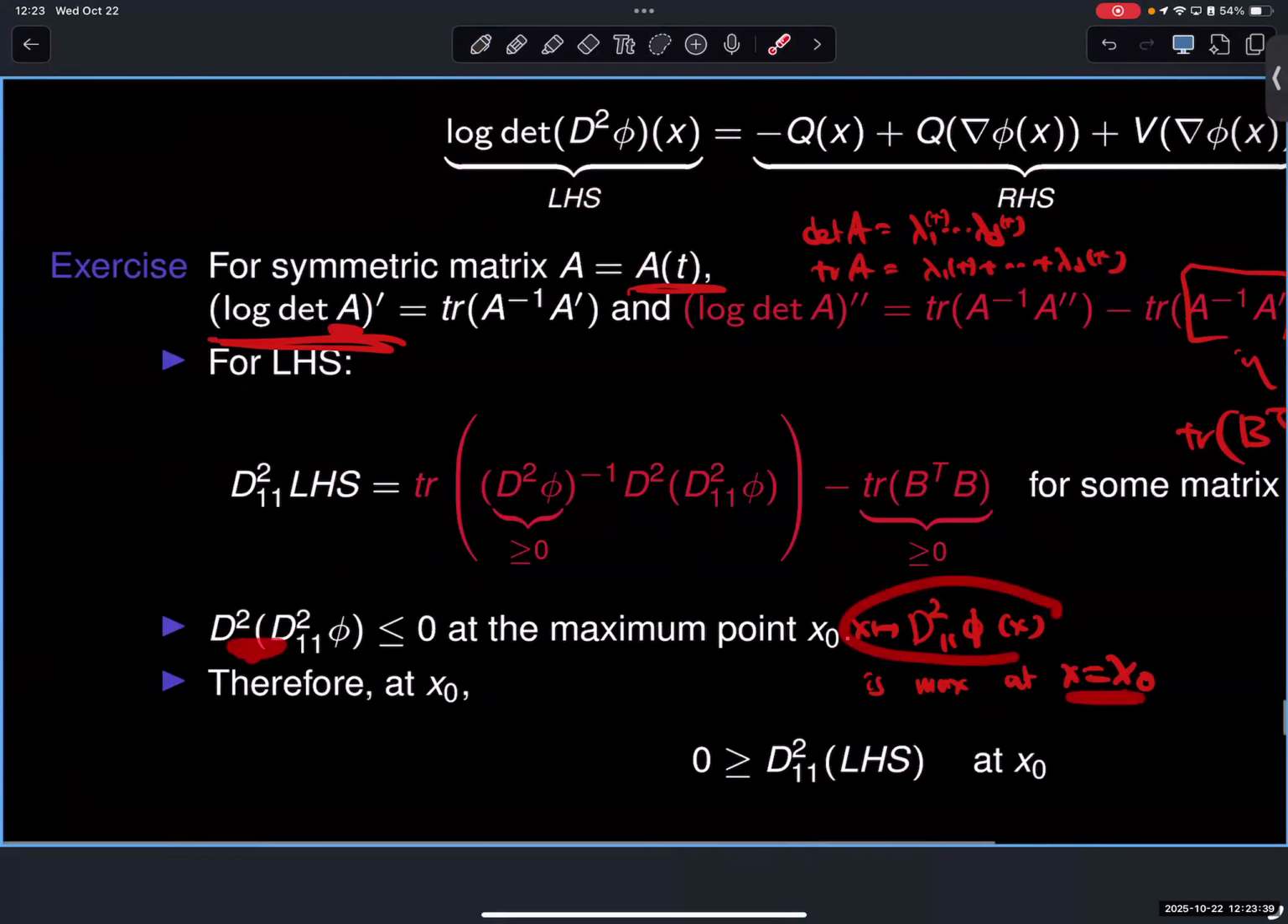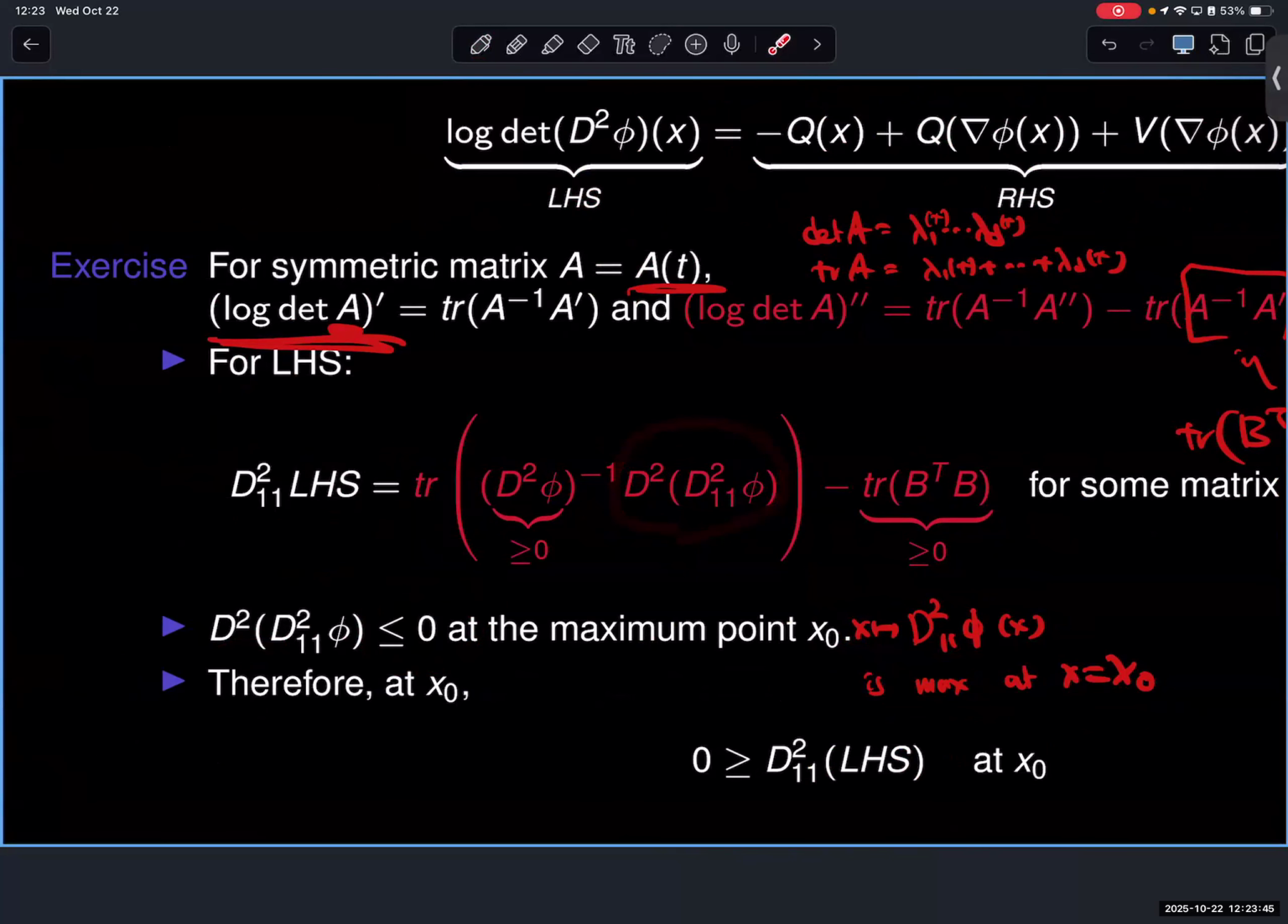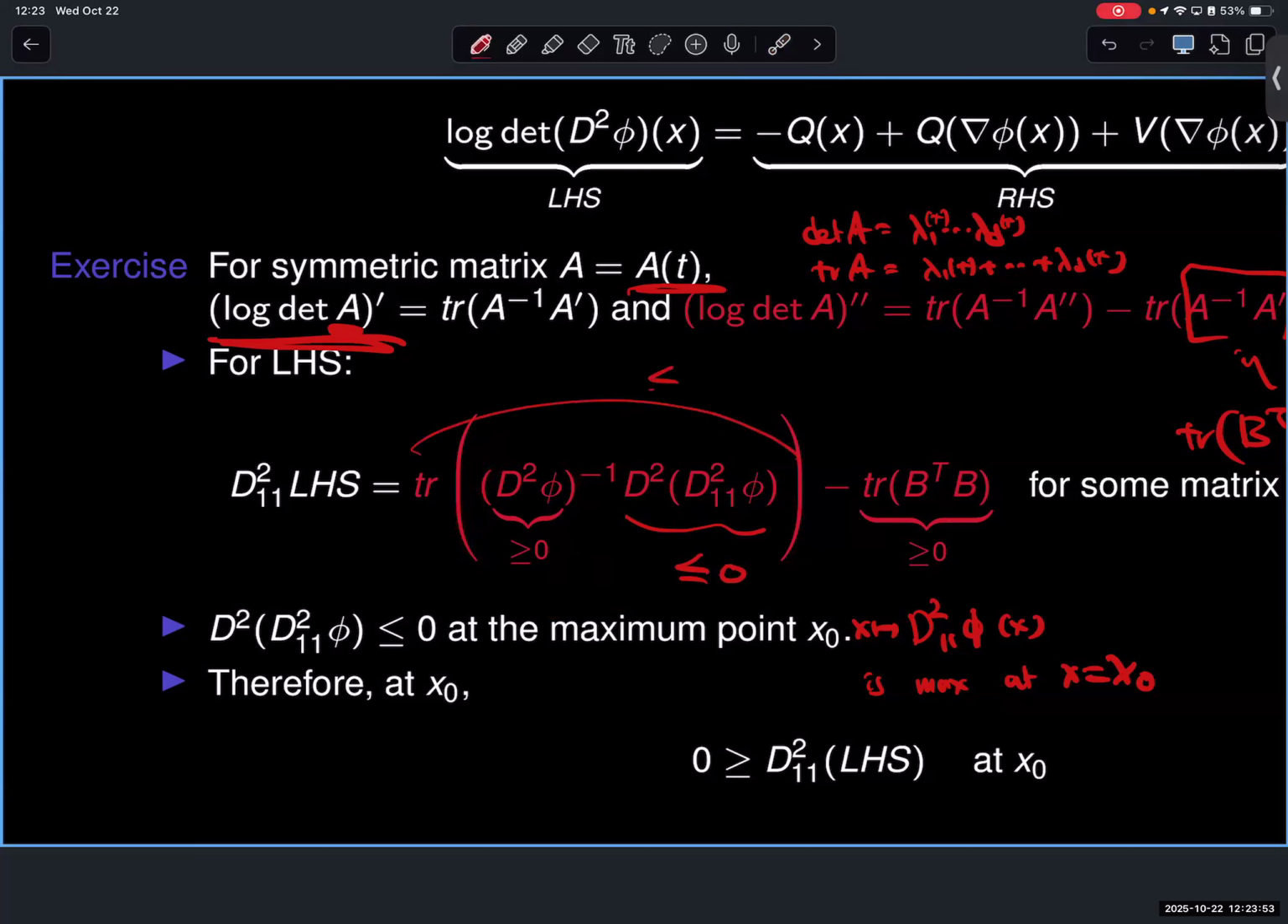So that means its second derivative is non-positive because it's a maximum at x0. So this is non-positive, and this is non-negative. So this whole thing is non-positive, and this whole thing is non-positive. So the second derivative of the left-hand side is non-positive.